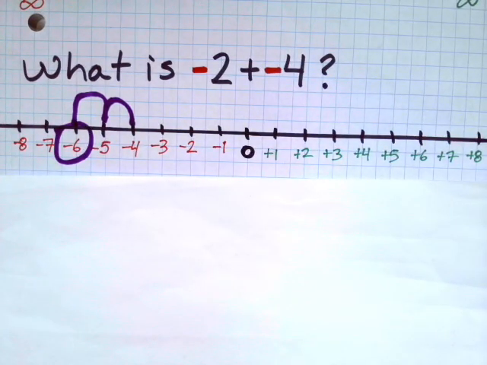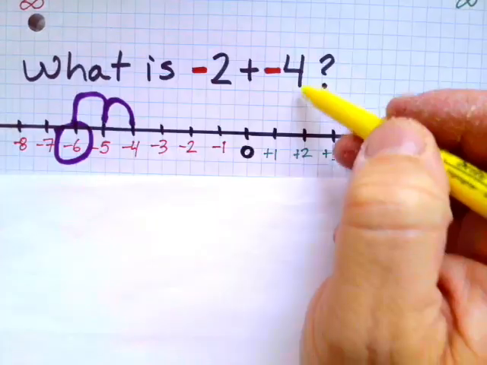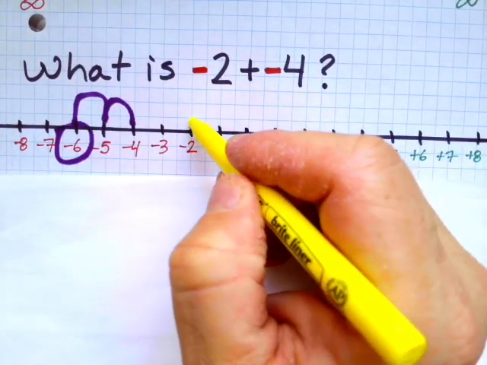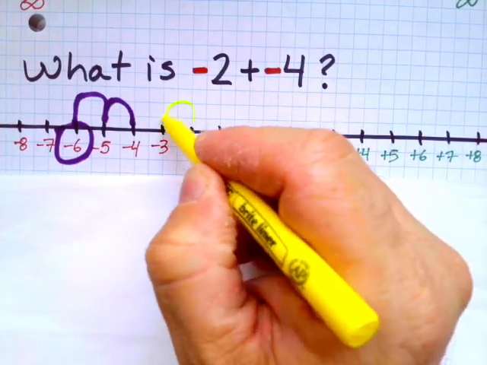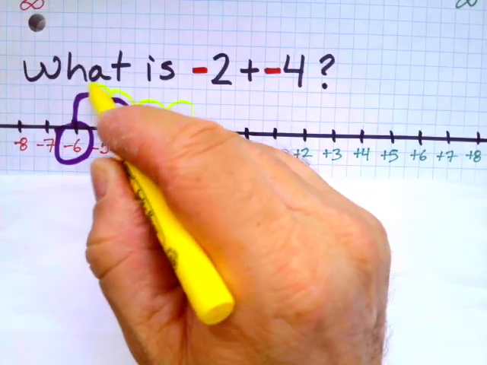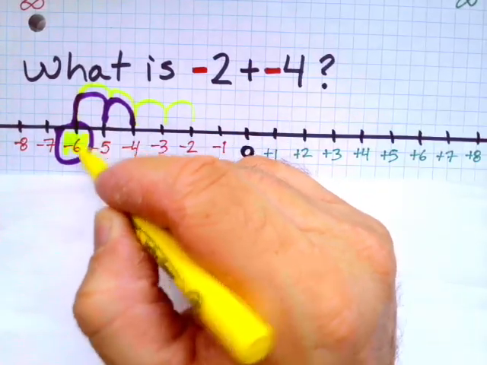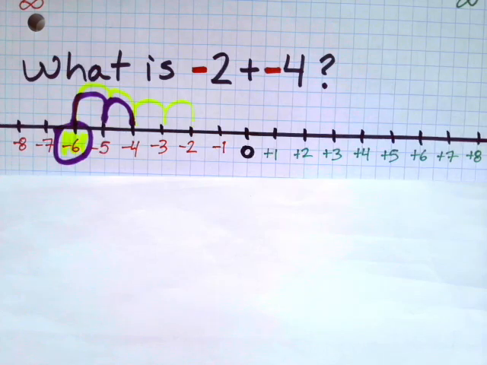And of course, you're going to say, you know what? I didn't start at negative 4. I started at negative 2. Well, you could have started at negative 2 and gone 4 in the negative direction. So 1, 2, 3, 4. You still end up with that negative 6 value.